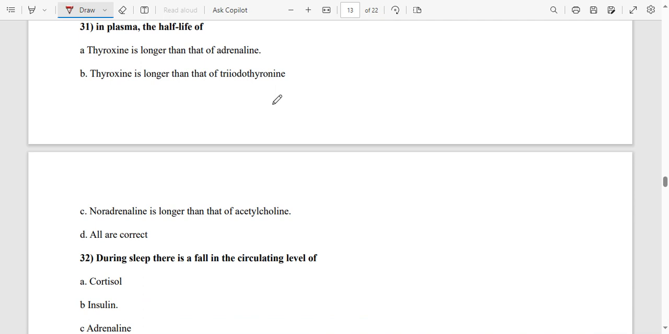Third one, in plasma, the half-life of, so we're comparing the half-life of thyroxine. Thyroxine is T4, with adrenaline. We're also comparing thyroxine with triiodothyronine, and that is T3. Also comparing noradrenaline with acetylcholine.